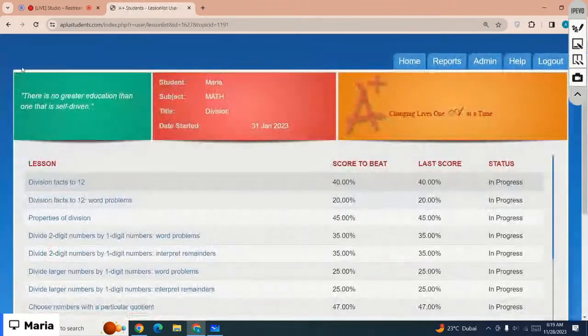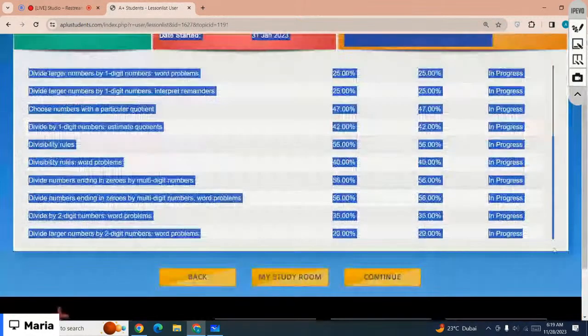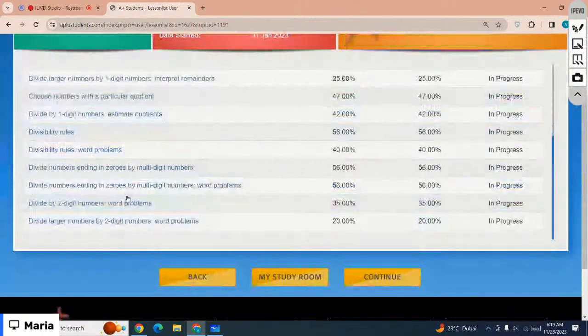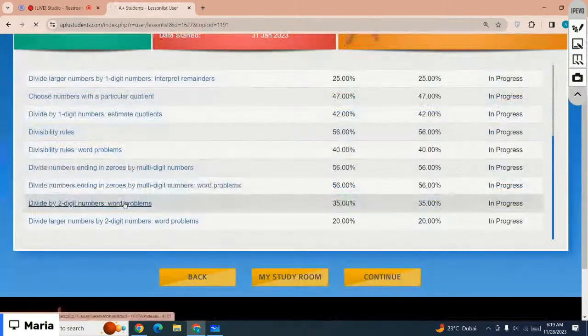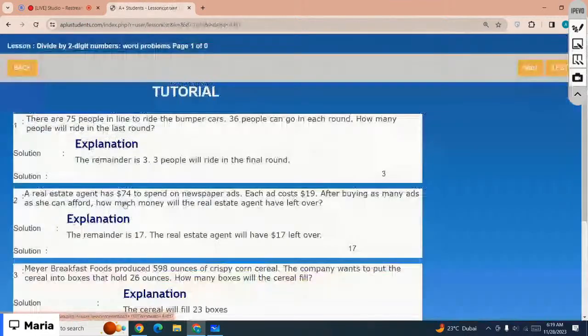Okay, the next lesson is divide two-digit number word problems. There are 75 people in line to ride the bumper car. 36 people can go in each round. How many people will ride in the last round?